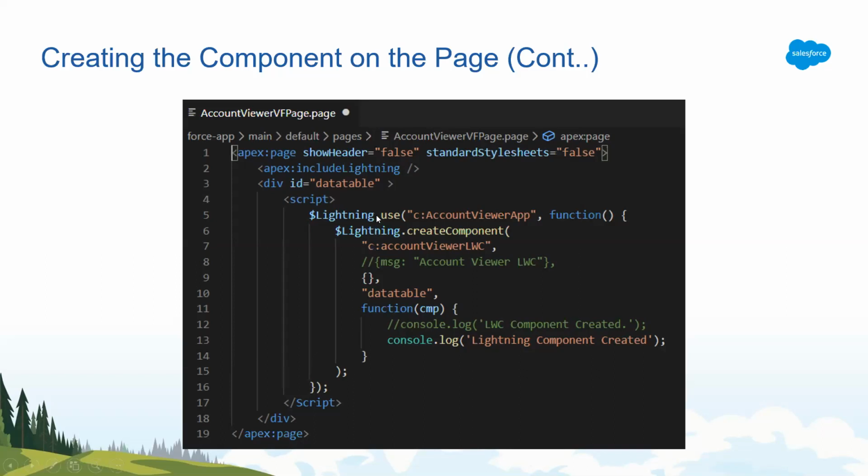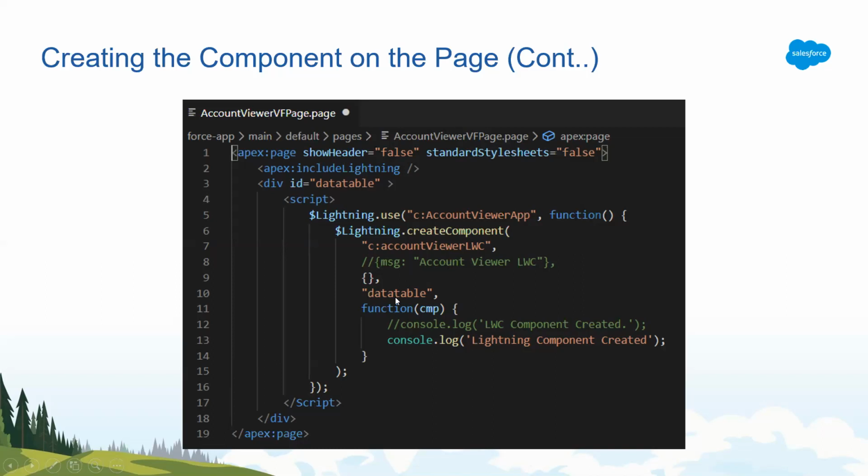The first one that you use is Lightning use, and this is basically the Lightning dependency app that you created, and you're passing the name of it. On the callback function, you're basically creating the Lightning component. Here, as you see, I'm passing the name of the Lightning component. Second line, I'm not passing any parameters or attributes, but as an example, you can see message, account, viewer, LWC. This is just an example of what an attribute can be.